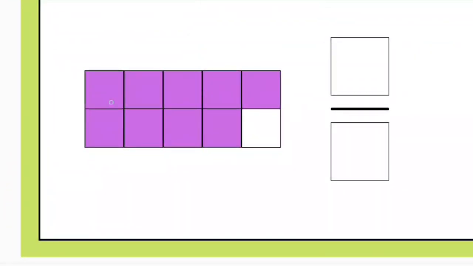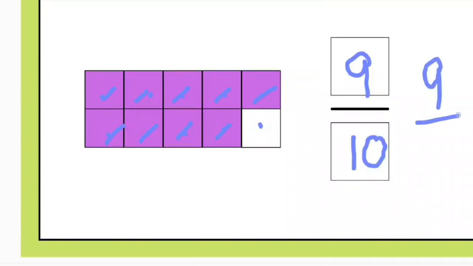What about this question? First of all, let's count the total parts. 1, 2, 3, 4, 5, 6, 7, 8, 9, 10. So 10 total parts and how many filled? 1, 2, 3, 4, 5, 6, 7, 8, 9. So 9. So we will represent it as 9/10.